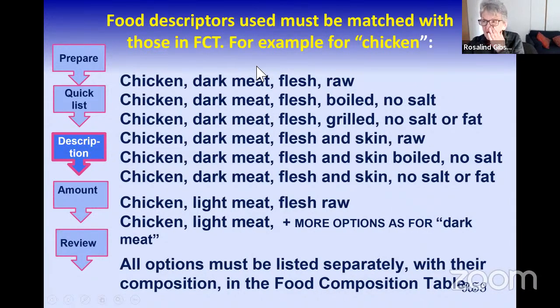This slide gives some examples of the food descriptors that have been used in the West African food composition table for chicken. So these are the various types of chicken that appear in the West African food composition table with the description. So to match the chicken that's been consumed by your respondent with the food composition table values, it's important to have probes that match what's given in the food composition table shown here.